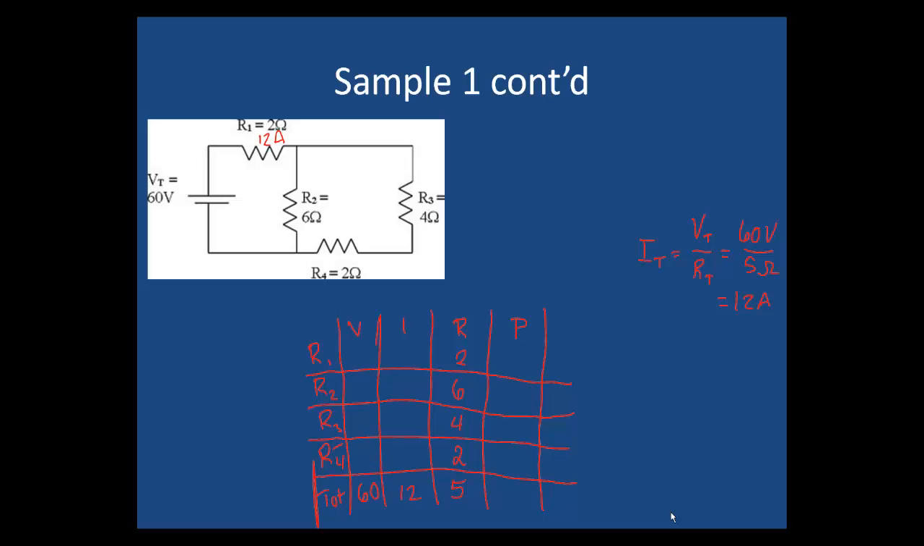What that means is I have 12 amps going through that top resistor. I also have 12 amps going through that bottom wire. So that's important to know to be able to solve it. Okay, let's go through and calculate some other stuff.